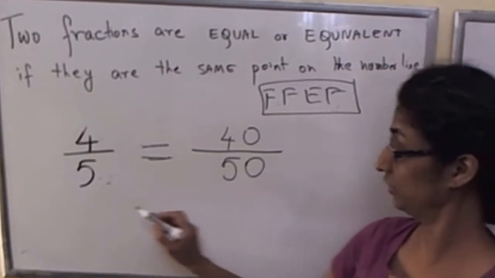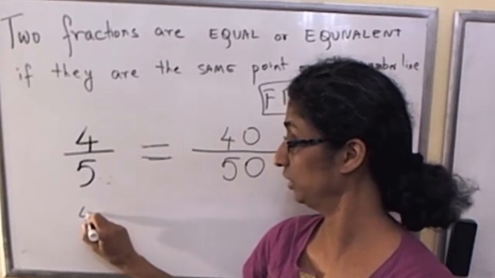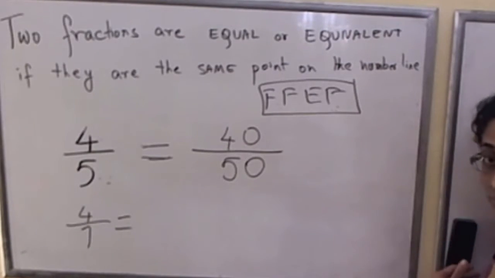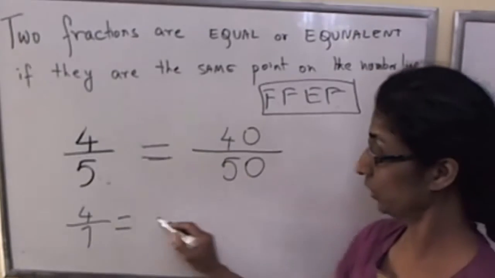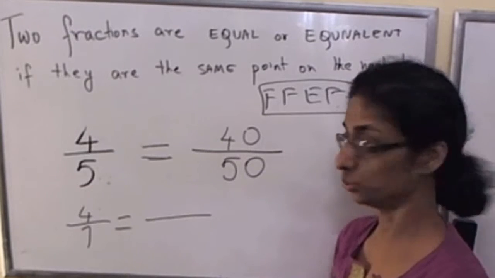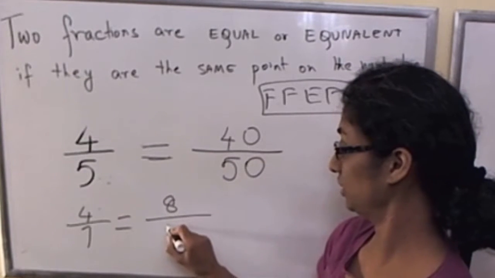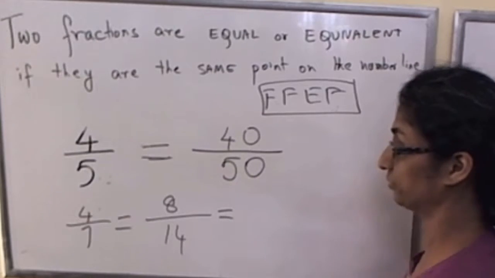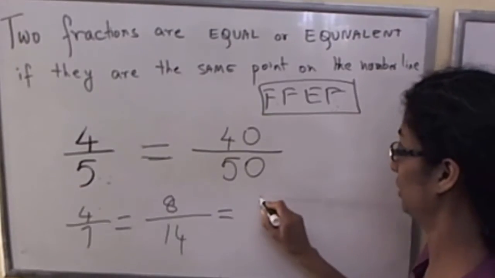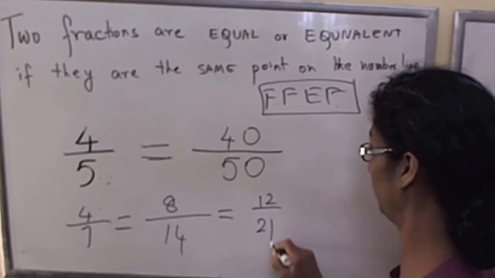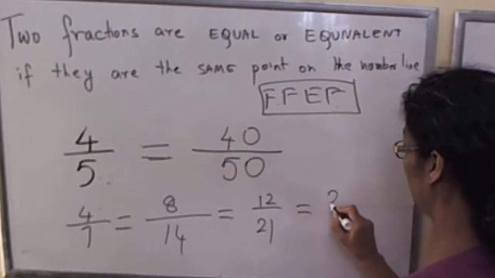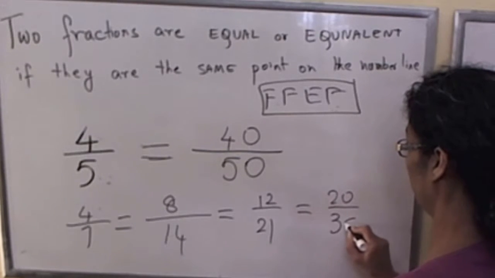So you might find it a fun activity to start with another fraction, 4 over 7, and create lots and lots of equivalent fractions. So in fact, let's go ahead and first multiply numerator and denominator by 2. Then what do you get? 8 over 14. Multiply numerator and denominator by 3. Then what do you get? 12 over 21. Multiply numerator and denominator by 5. What do you get? 20 over 35, and so on.